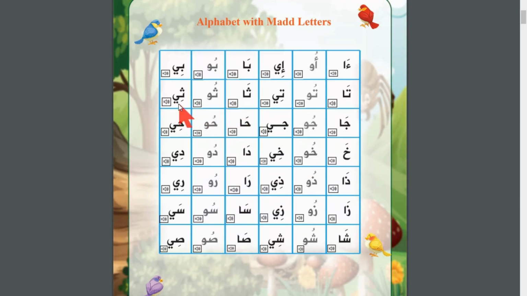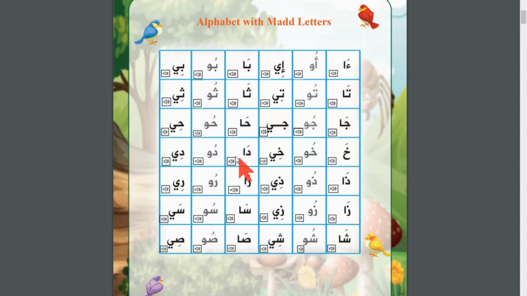The next one we have Jim, Alif, Fatha, Ja, Jim, Waw, Damma, Ju, Jim, Ya, Kasra, Ji, Ja, Ju, Ji. The next one we have Ha, Alif, Fatha, Ha, Ha, Waw, Damma, Hu, Ha, Ya, Kasra, Hi, Ha, Hu, Hi. The next one we have Kha, Alif, Fatha, Kha, Kha, Waw, Damma, Khu, Kha, Ya, Kasra, Khi, Kha, Khu, Khi.